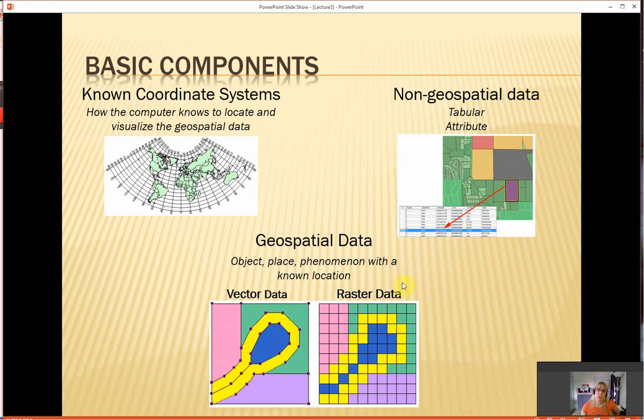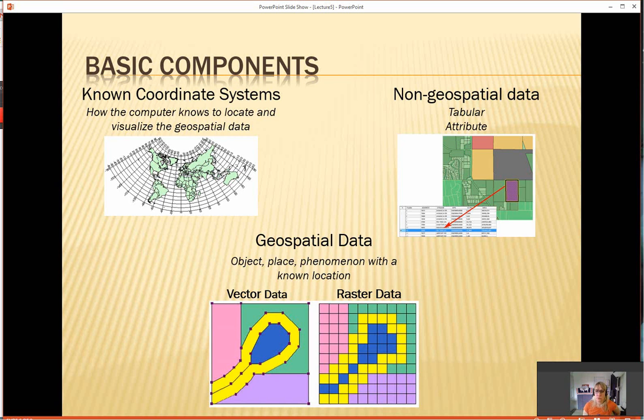So moving on to geospatial data. I know you guys know what this is. This is clearly the whole point of this course. But I want to introduce you now to how geospatial data is referred to. Geospatial data comes in two types. It comes in vector data and raster data.